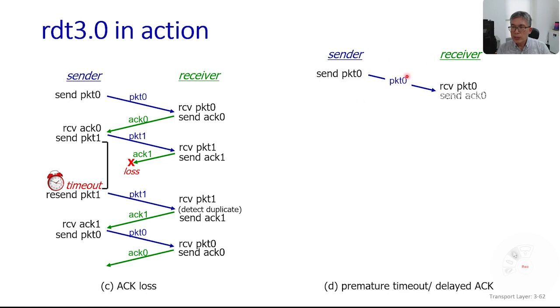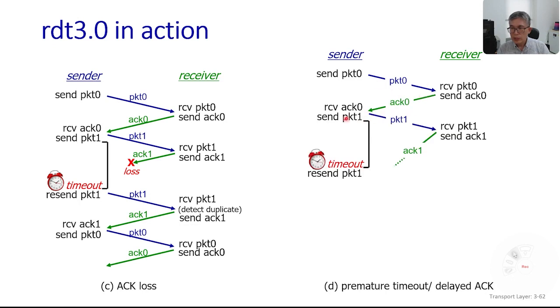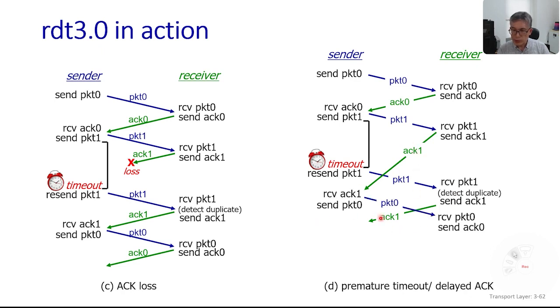And in the sender and receiver case of premature timeout, the delayed ACK: packet one is delivered, acknowledge one is in flight, but the timeout happened, so we retransmit packet one, and it's a duplicate. Then acknowledge one is eventually received. Then packet 0 and packet 1 come, and this acknowledge 1 arrives but we expect acknowledge 0, so we ignore it. This acknowledge 0 as well, and then packet 1 is delivered, so we ignore this acknowledge 1.